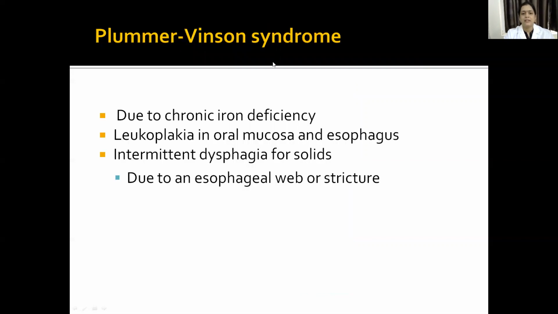And there's something else called Plummer-Vinson syndrome. This is due to chronic iron deficiency. It is also called Paterson-Kelly syndrome. There will be mucosal lesions of the oral mucosa and the esophagus. There are esophageal webs and the iron deficiency. This is a triad which you have to remember. And because of that, there will be intermittent dysphagia because there's an esophageal web. A web is nothing but just an outpouching of the esophageal mucosa or a stricture that we have.